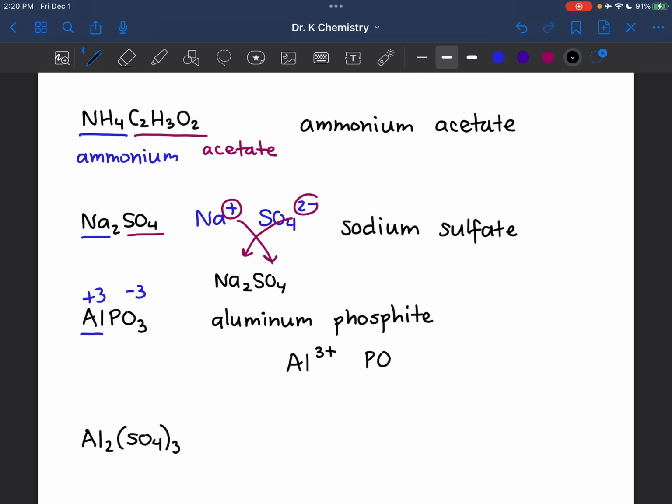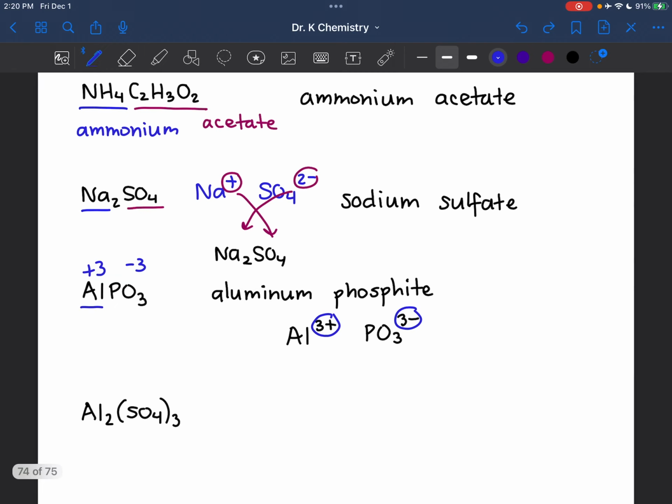And if you're not clear that these charges canceled, that should be a -3. Notice that these cancel, so when you put that formula together, you just get AlPO3. Okay, notice when you have multiples of a polyatomic ion, it is included in parentheses. So this is telling us that we actually have 3 sulfates in a particular formula. You don't have to indicate that using prefixes because we know that based off of the charges. So here we have aluminum, I'm just going to call it aluminum. And here we have sulfate, which has a -2 charge.